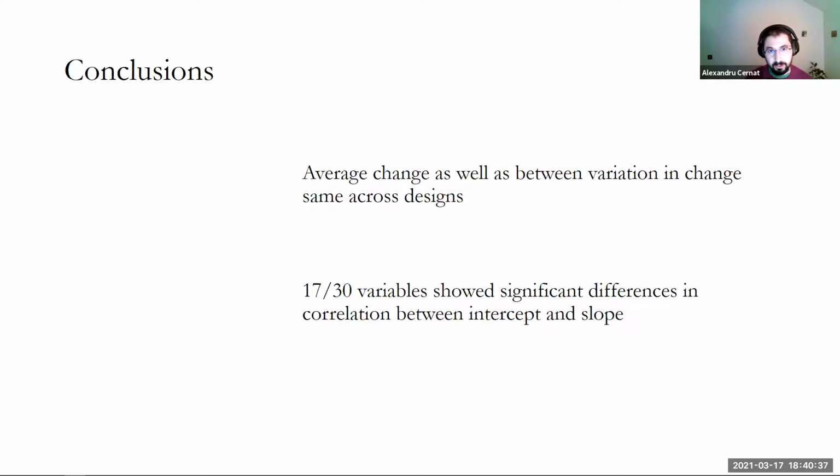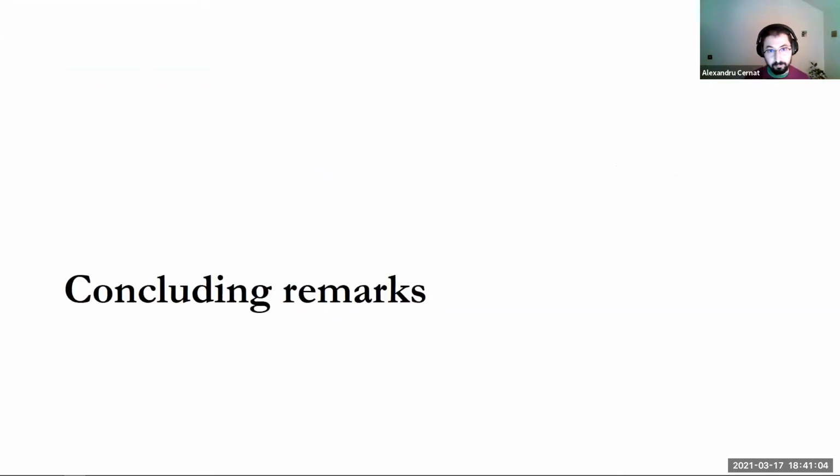So conclusions here. So overall, we see that we can compare basically the change in the two different modes. And again, this is really very good news, given that a lot of longitudinal studies are switching to mixed mode designs. We did find that a number of variables had differences in this correlation between the intercept and slope, and it's still not clear why that is the case.